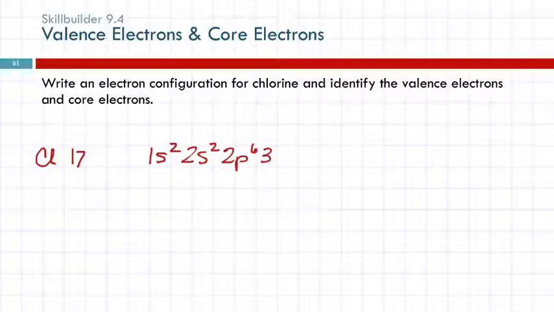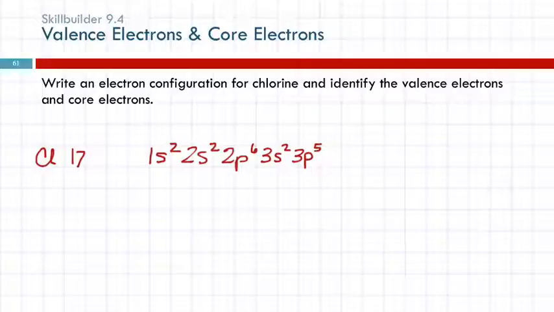Then we go to the third level, 3s2, and then we get to the 3p level. But chlorine is one short of being full there, right? If you count over on chlorine from aluminum, 1, 2, 3, 4, 5. That's how many electrons are in that level: 5. You can check that the superscripts add up to 17. So there's the electron configuration.